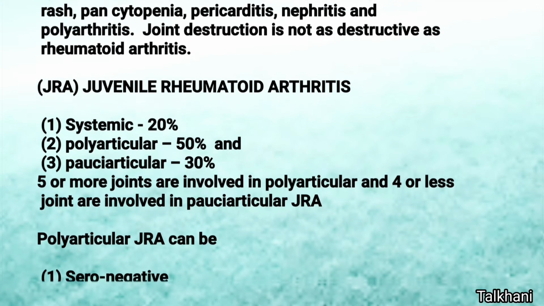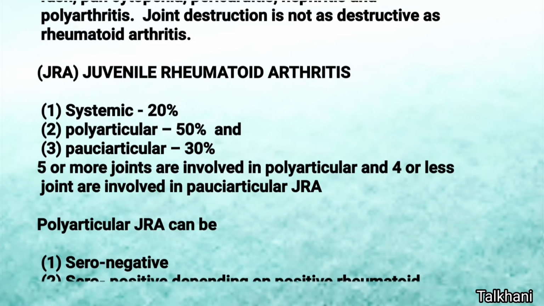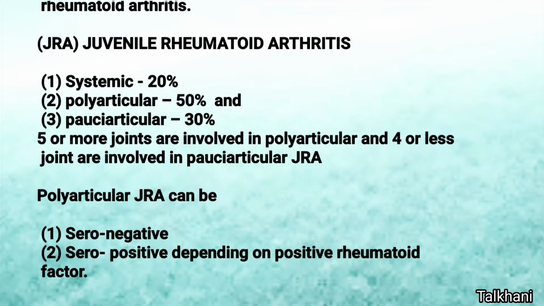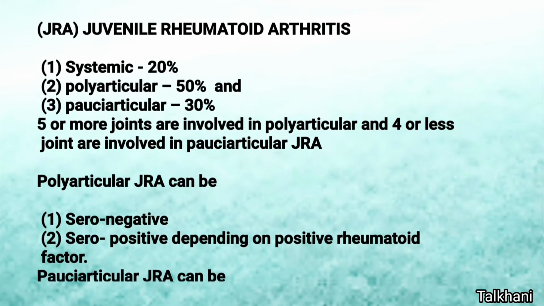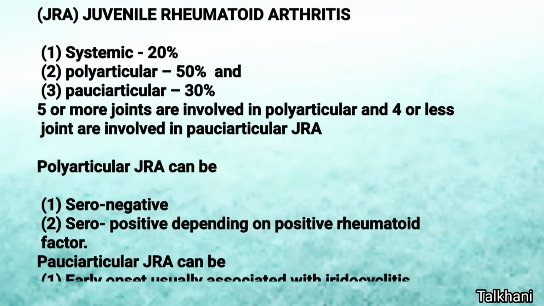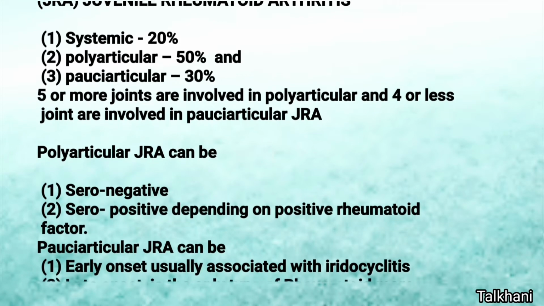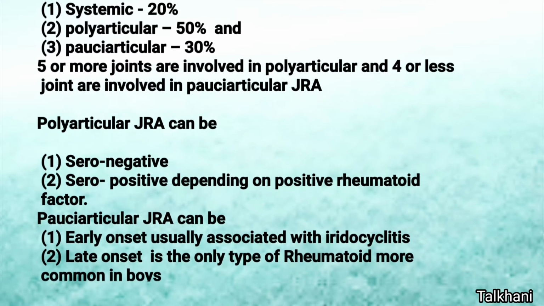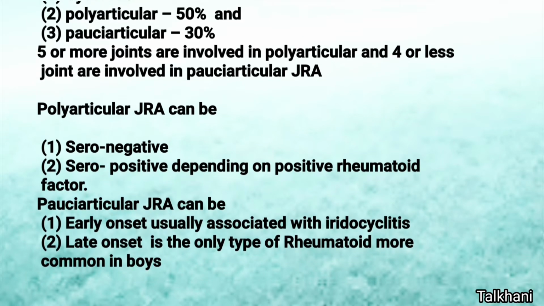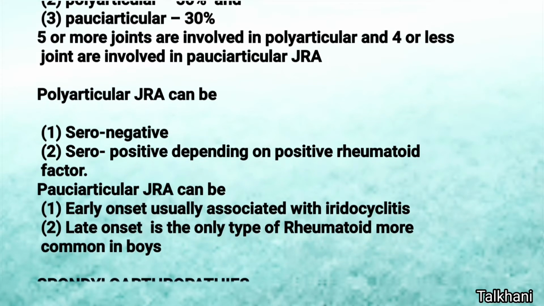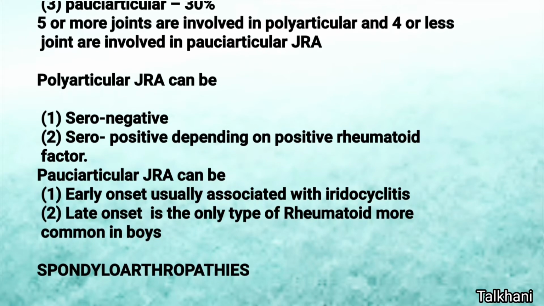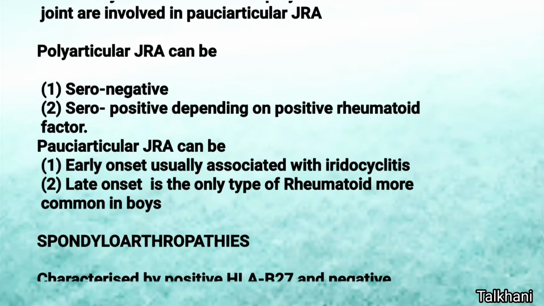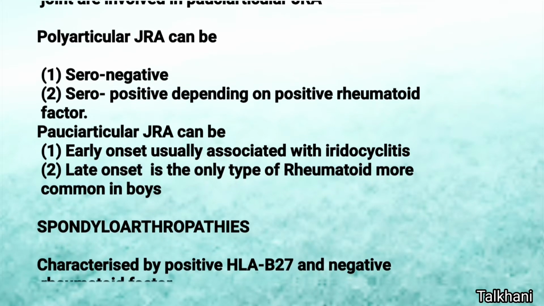Spondyloarthropathies. Spondyloarthropathies characteristically have positive HLA-B27 and negative rheumatoid factor. Main conditions under this heading are: 1, ankylosing spondylitis, 2, Reiter's syndrome, 3, psoriatic arthropathy, and 4, enteropathic arthritis. Crystal deposition disease. Main conditions under this label are gout, chondrocalcinosis, and calcium hydroxyapatite crystal deposition disease.